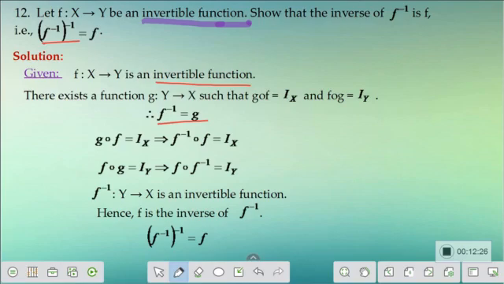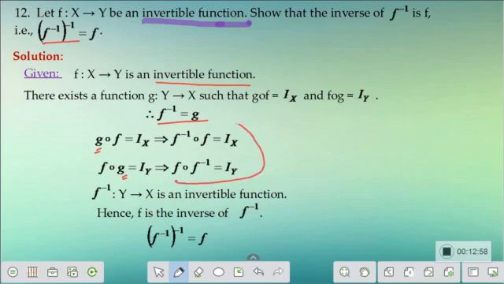Now when I say g is the inverse of f, it means that g composite f is ix. But we have represented this g by f inverse. So I can replace this g wherever I have g by f inverse. So g composite f is nothing but f inverse composite f, and that is equal to ix. Similarly, f composite g. Again we have g here. Let us replace this g by f inverse. So f composite g is equal to iy, and that implies f composite f inverse is equal to iy.